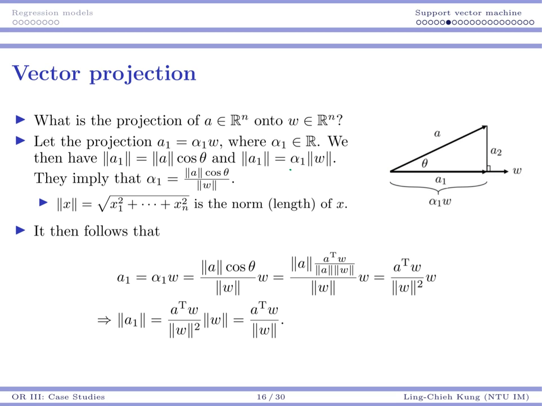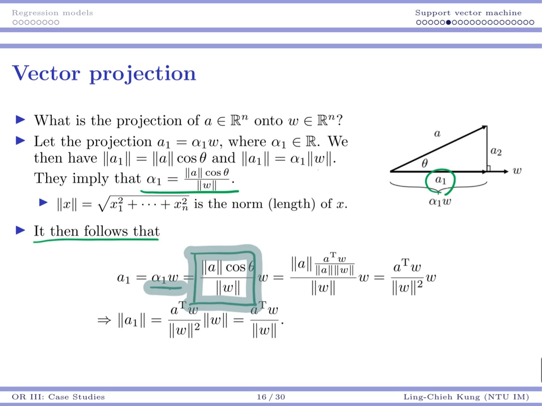That means your alpha 1 should be exactly this. You simply take the norm of W to the denominator. That's how you first get a resulting formula here. And it then follows that we just need to do some arithmetic. A1 is alpha 1 times W, and alpha 1 has just been derived.